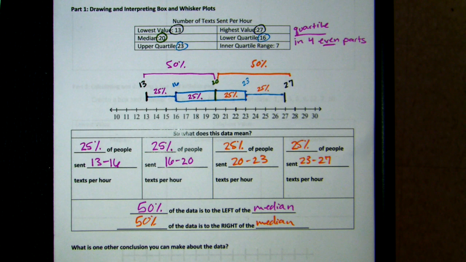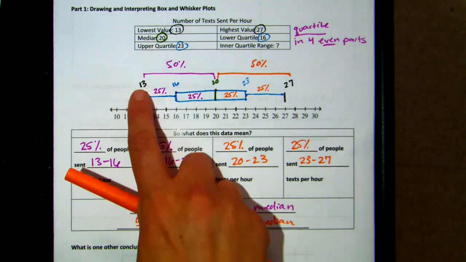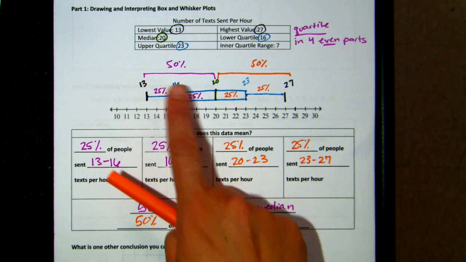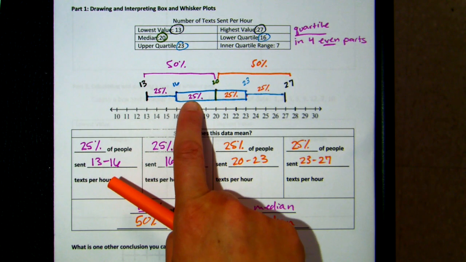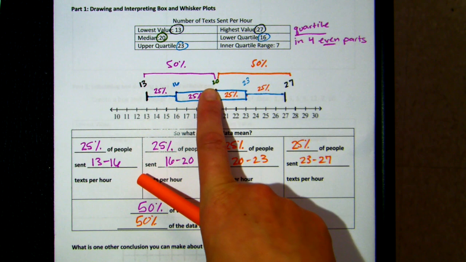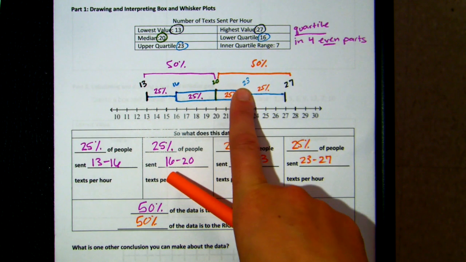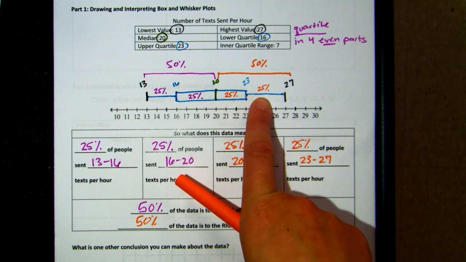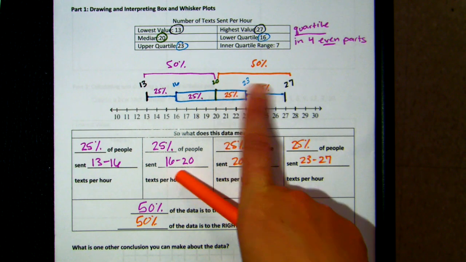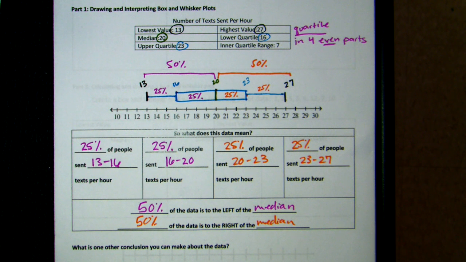So that's how we start to analyze these. This gives us groups of data. So 1/4 of our data is from 13 to 16 texts per hour. 25% or 1/4 of our data is from 16 to 20 texts per hour. 25% or 1/4 of our data is from 20 to 23 texts per hour. And 25% or 1/4 of our data is from 23 to 27 texts per hour.